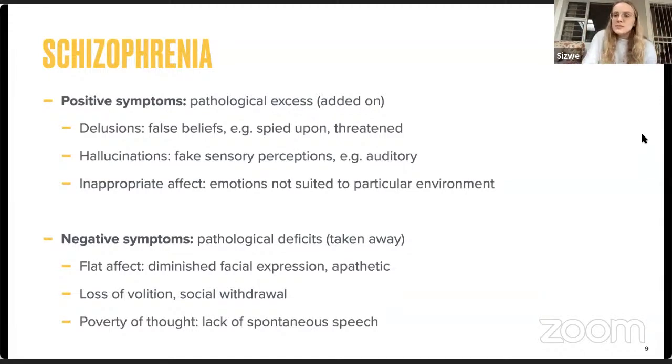Okay. If someone has schizophrenia, don't they vibrate a lot, like out of the blue? No, not necessarily.